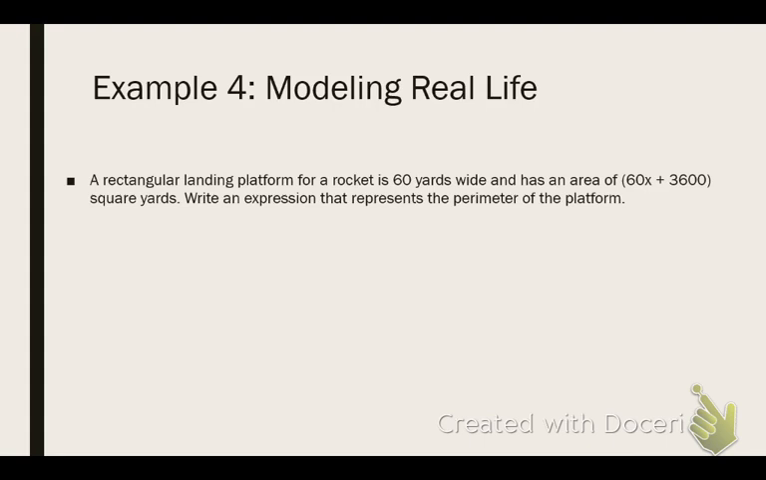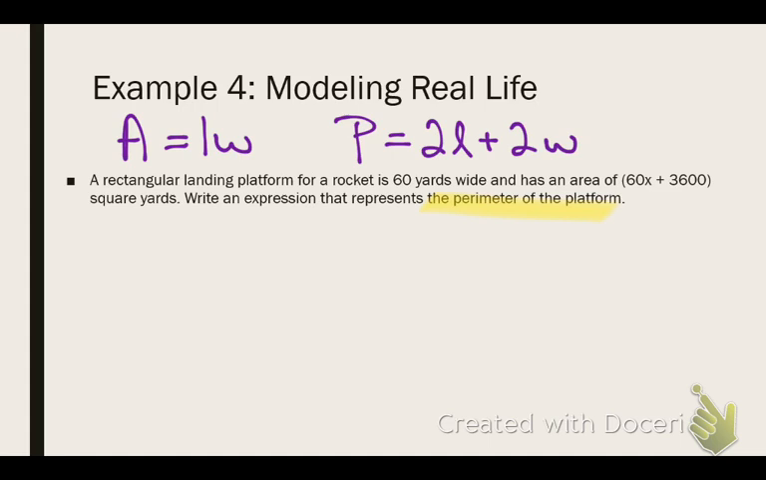Okay, I got this. Let's start with what we've already been talking about. What's the formula for area? A equals L times W. But that is not what it asks us to solve for. What's the formula for the perimeter of a rectangle? 2L plus 2W. So I have to figure out what the length is before I can find the perimeter.